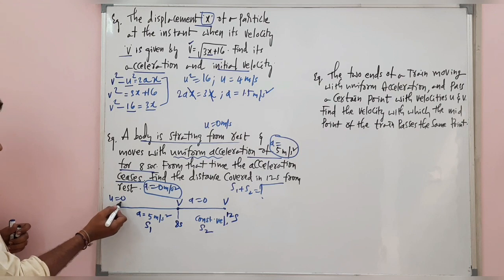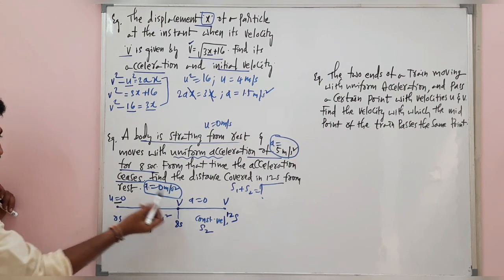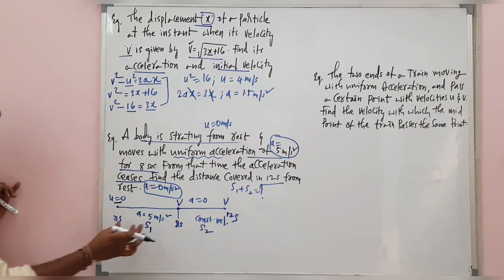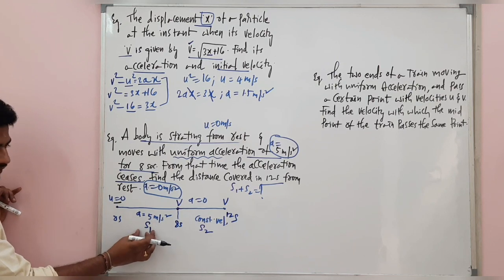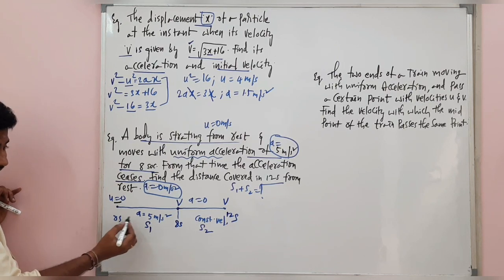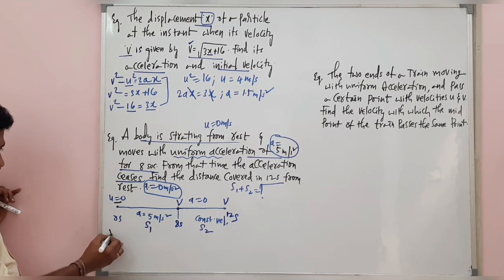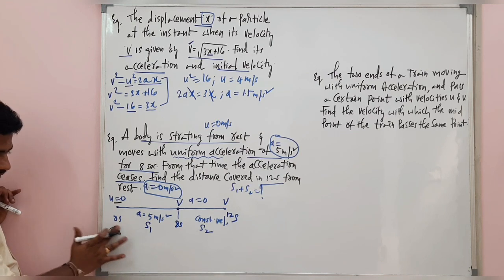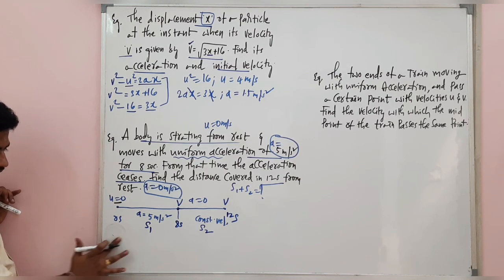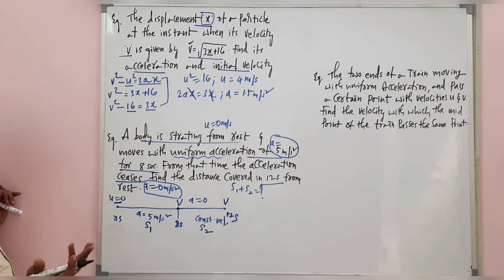We have initial velocity. We don't know the final velocity. We have acceleration, and you can find S1. So this S1 we can find by using this formula. Look at here, because we don't know V, that's why I could not write the third equation of motion.